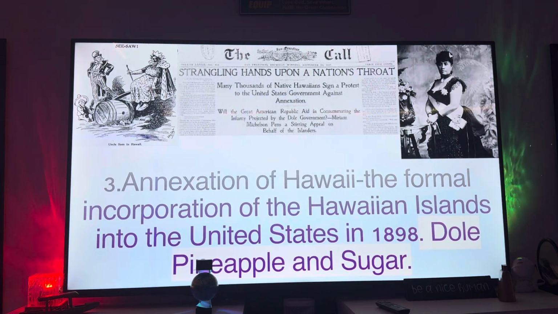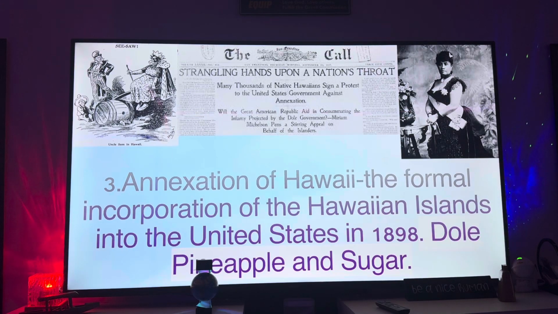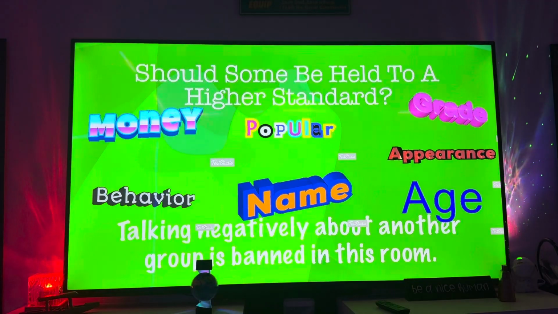Now, we had pineapple. One of the first places that we see this imperialism is in the annexation of Hawaii. Annexation is the formal incorporation of all of the islands of Hawaii, and it was made largely because of two reasons. One was they had pineapple and sugar. Queen Liliuokalani did not necessarily want this to happen, and yet America took this over for an economic reason there. Pause.